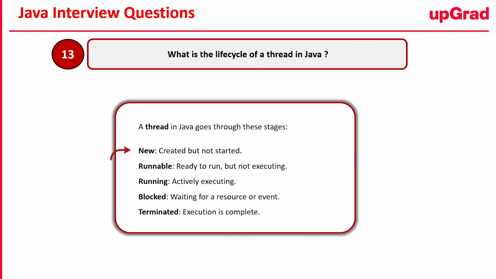First, new. The thread is created but hasn't started yet. Then runnable. The thread is ready to run but might not be executing yet. Then there is running. The thread is actively executing. Then there is non-runnable or blocked. The thread is alive but waiting for a resource or event. Then there is terminated. The thread has finished executing.